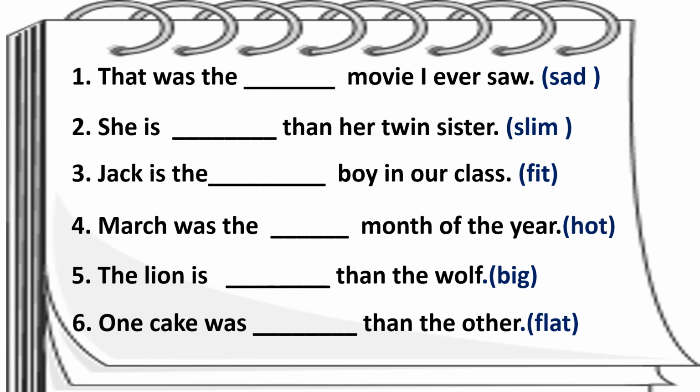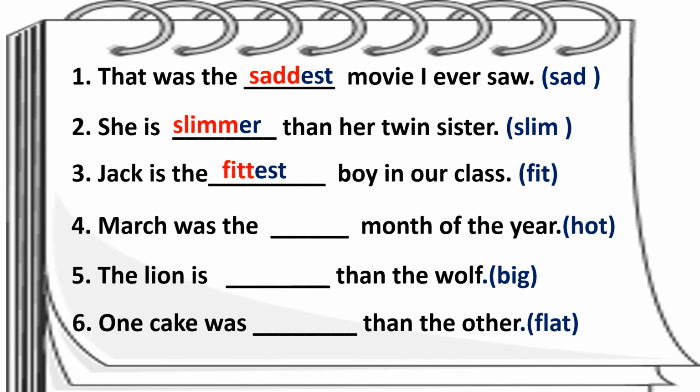That was the something movie I ever saw. That was the saddest movie because you are comparing the movie with all the other movies you saw. So you add EST and remember there's a short vowel sound, A, so we double the last letter. She is slimmer than her twin sister. You are comparing 2 persons. Therefore, we add ER and it's a short I, so we double the M.